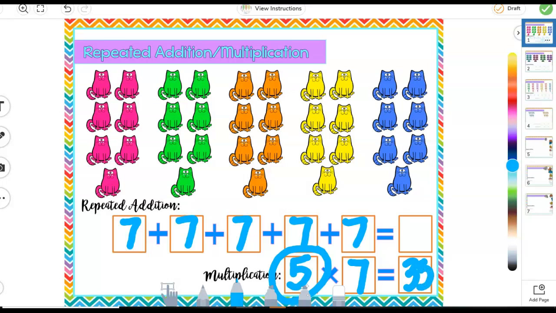Now, how could I check to be sure? Make sure I didn't make a mistake and doing the flip-flop commutative property didn't actually mess me up. How could I check this? Evangeline? Count all the cats.